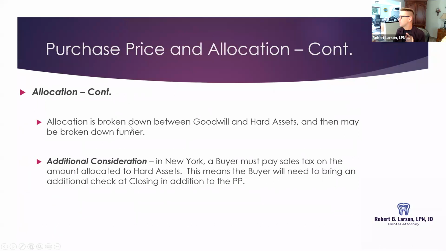Actually, I just want to touch one thing more. The reason why the allocation is important is because goodwill and hard assets are taxed at different rates. Hard assets are taxed as regular income. So if you've had a good year and you get more added to your income that year, that can increase your taxes a lot.